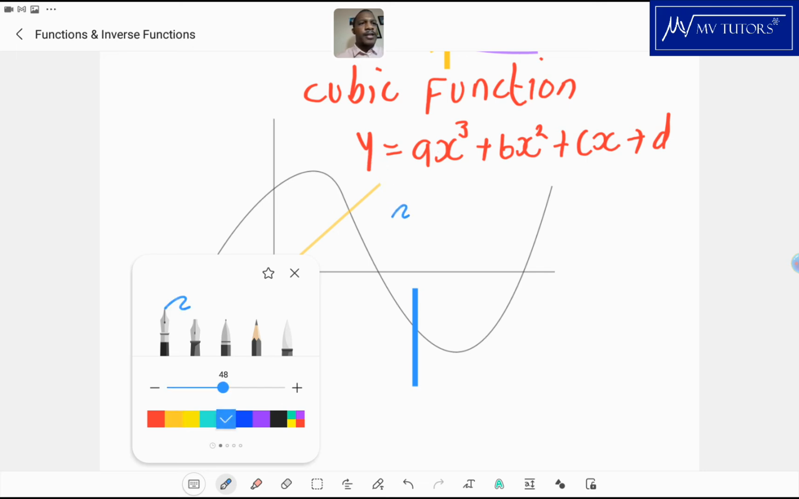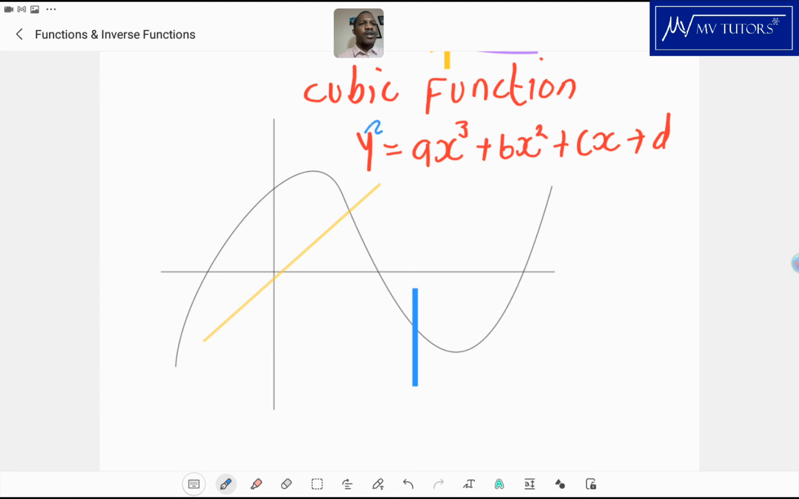Okay, where there's an x, you put a y. Where there's a y, you put an x. So looking at this function here, this formula, where there's a y, you put an x, and then a y cubed plus b y squared plus c y plus d. This is the inverse.